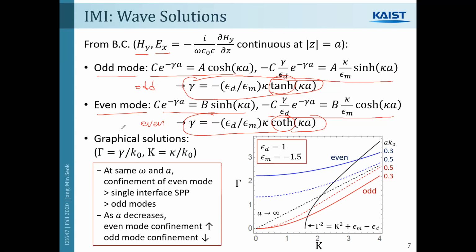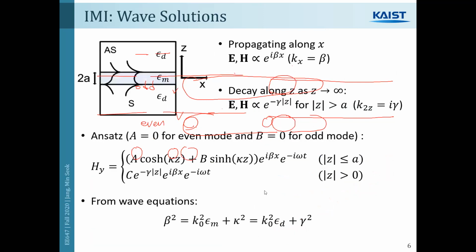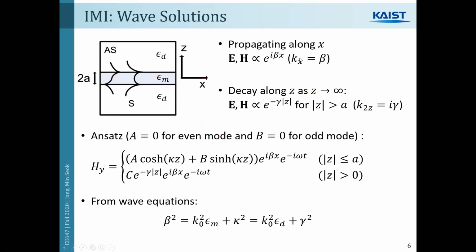Then we normalize gamma by using K0, and normalize kappa again by using K0. We can make the equation simple, and then using these two equations and another equation from the previous slide, where you have the final equation here, this equation here, you try to solve the equation, again, in a graphical manner. So that's this.